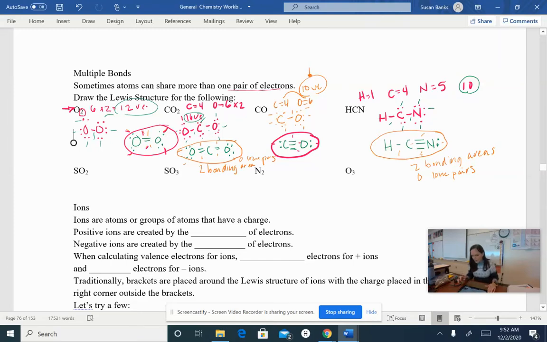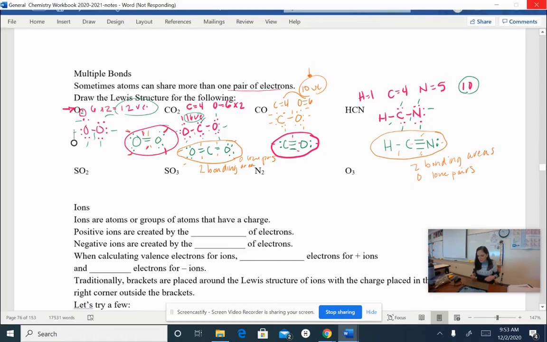Alright, guys, sorry, I got interrupted there. Let's keep on doing our double and triple bonds here.